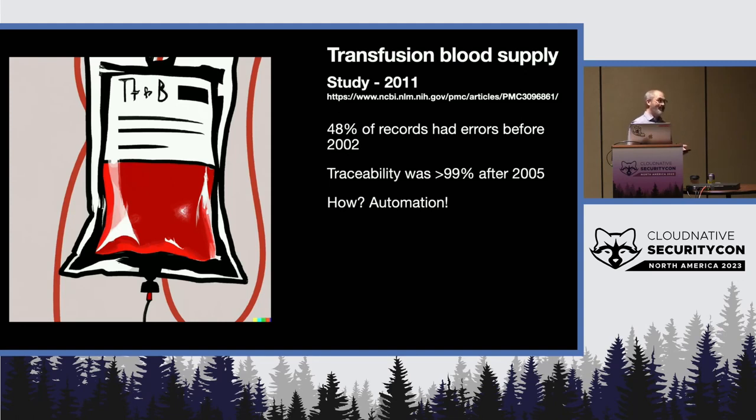This is terrible. People can die. You give them the wrong blood, they will pass away. So this was just due to human error, manual mistakes. So they implemented an electronic system where they had a scanner. They could scan the bracelet, scan the materials, and it led to a massive increase in traceability and error reduction, which obviously led to better outcomes for the patients. Not many people died. And after 2005, they discovered that traceability was over 99%, so a very small error rate.